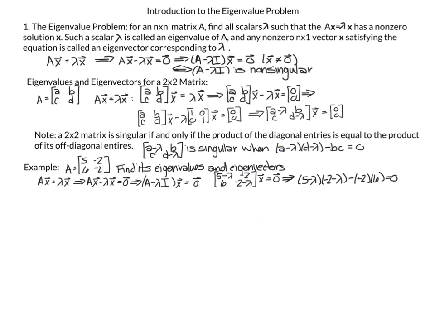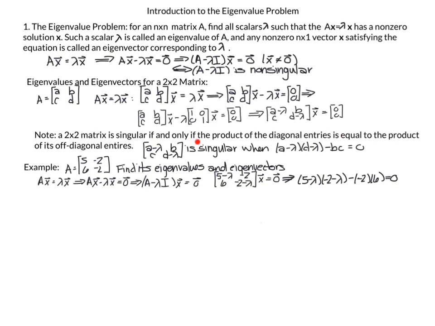So our example is A equals [5, -2; 6, -2], and we want to find its eigenvalues and eigenvectors. So the eigenvector eigenvalue equation is Ax = lambda x. Moving over, we have Ax minus lambda x equals 0, and then writing this as lambda I, we can factor out the x. And so now we have [5 minus lambda, 2; 6, 2 minus lambda]. So essentially we're doing the minus lambda on the diagonal, times x equals 0.